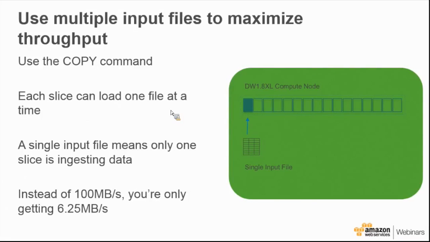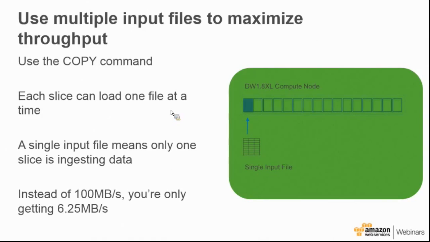So if you just have one file, your throughput could be limited to 6.25 MB per second, for example. Whereas if you're loading data in parallel, you could increase it to 100 MB per second because you have 16 slices that can all start loading data in parallel. So you are better off, especially if you have multiple nodes and bigger nodes, taking advantage of the parallelism by having more files.